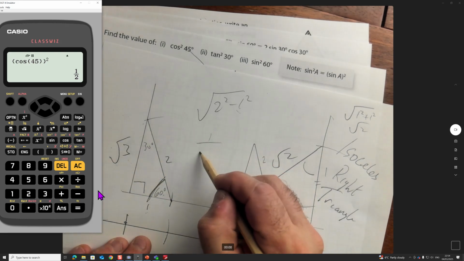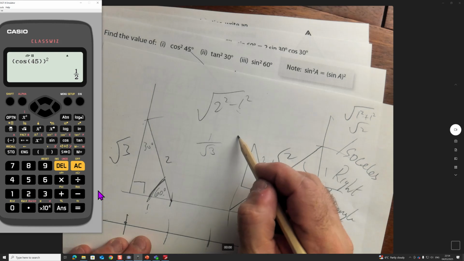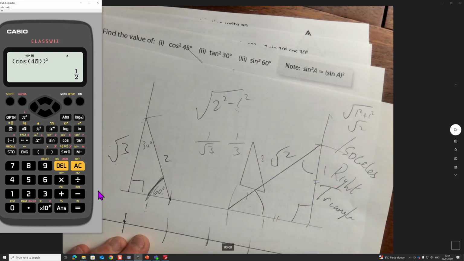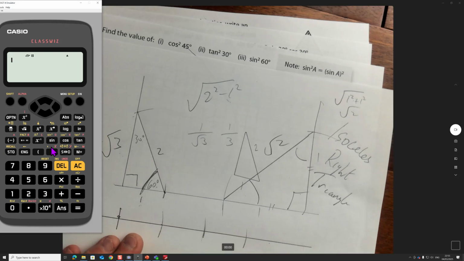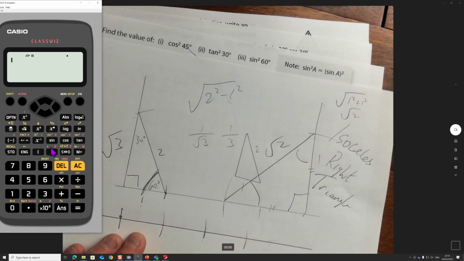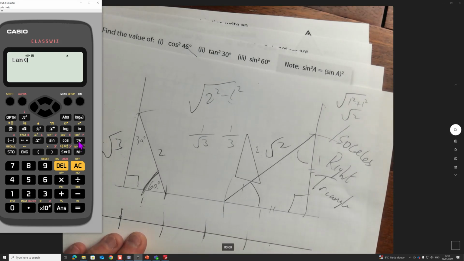1 over root 3. So if 1 over root 3 is the tan of 30, if I square the top and square the bottom, I'll get a third. And we can just do that here too. Open. Do I need it? Hang on, let's see, do I need it? Do I need, they're called nested brackets. Do I need the second nested bracket? Let's see how I go with tan. The tan of 30.